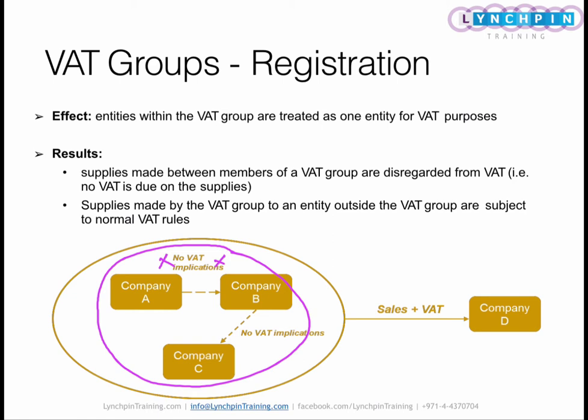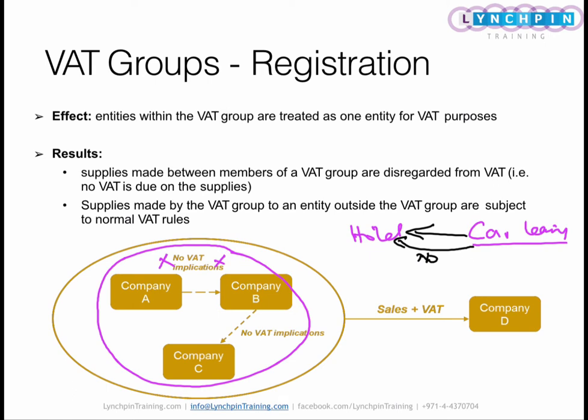Let me give you an example. Here is a hotel. Now this hotel owner also has a car leasing company. The car leasing company is heavily supplying to the hotel. Once they have the grouping, as and when this car leasing company supplies to the hotel, no VAT on this.